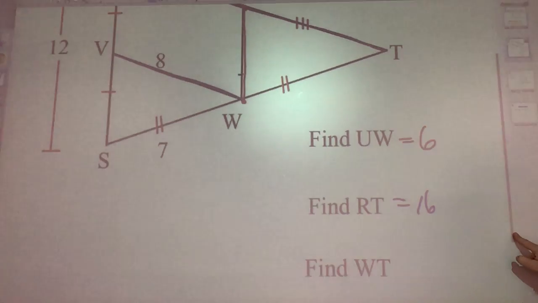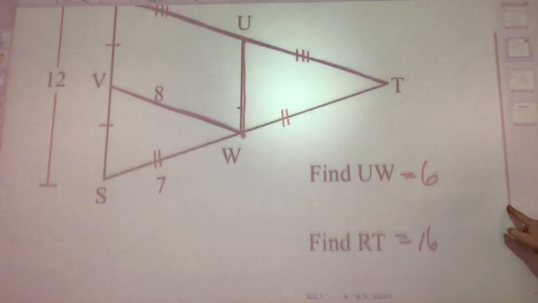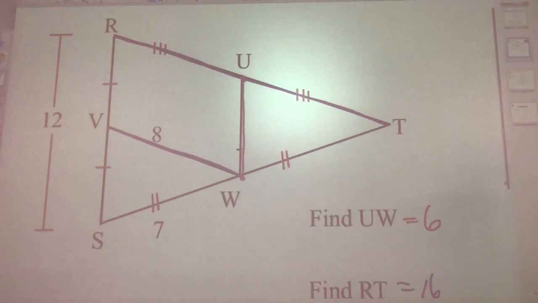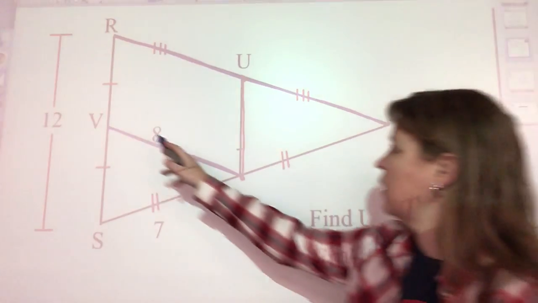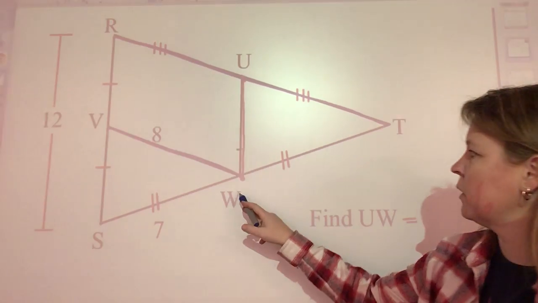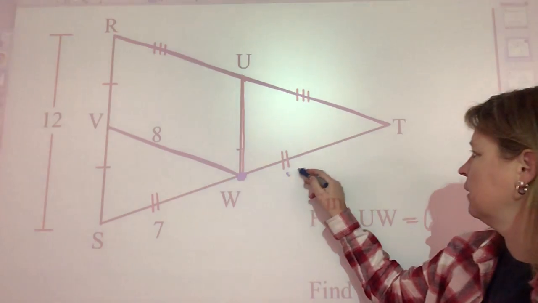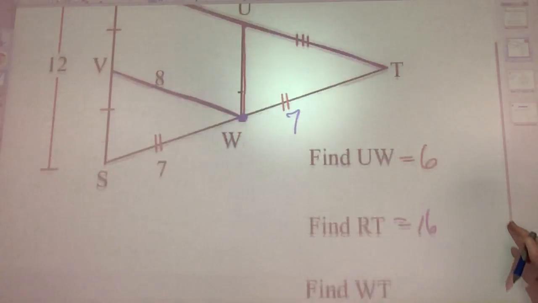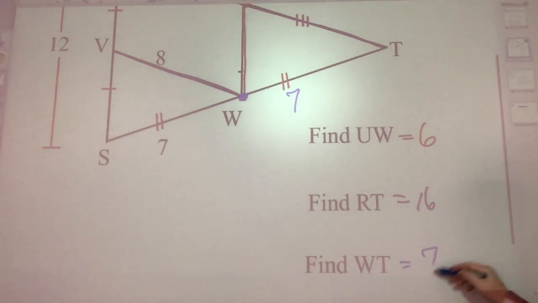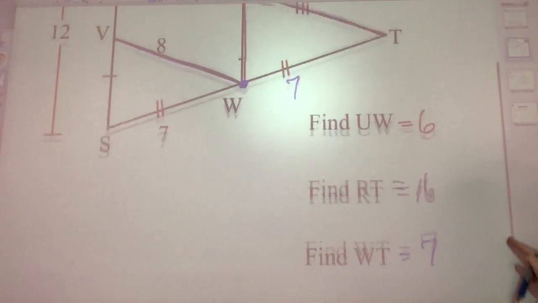Next one, find the measure of segment WT. We're trying to find the measure of segment WT. We don't have a mid-segment to compare it to, but we do have a midpoint. W is the midpoint. If this side is 7, that side is 7. Please don't make it more complicated than it is. It's as easy as that.